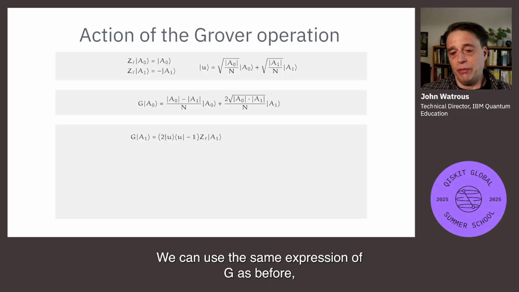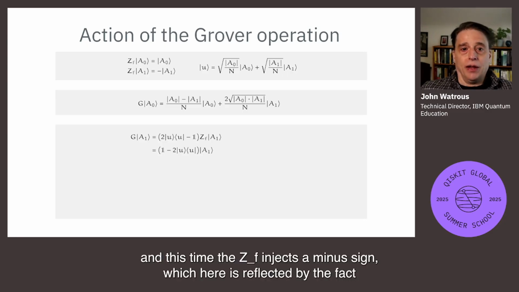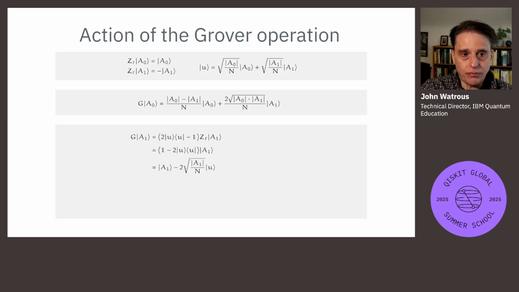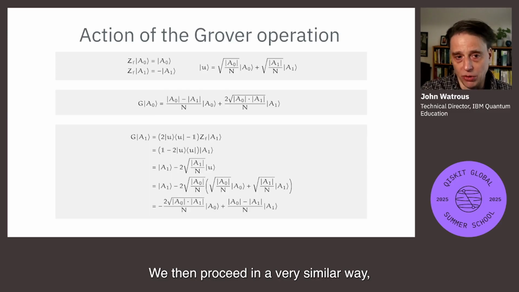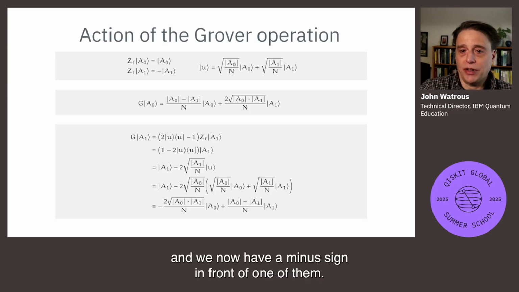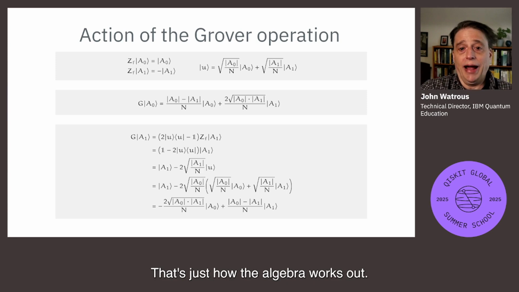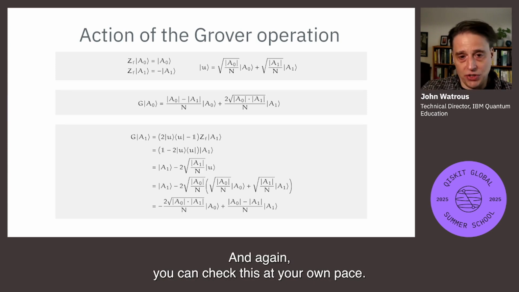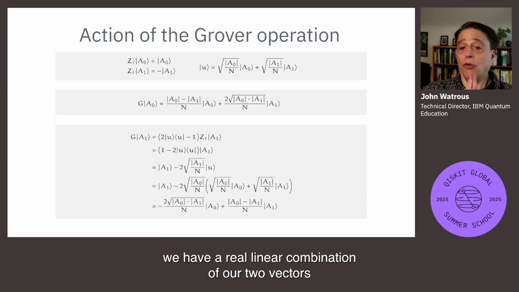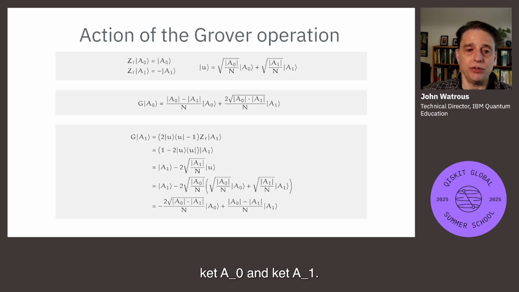And now we'll do something similar for the vector ket A1. We can use the same expression of G as before, and this time the ZF gate injects a minus sign, which here is reflected by the fact that we've swapped the two terms of the operation in parentheses. We then proceed in a very similar way. The final result is similar, except that the two coefficients are swapped, and we now have a minus sign in front of one of them, and that's just how the algebra works out, and again, you can check this at your own pace.